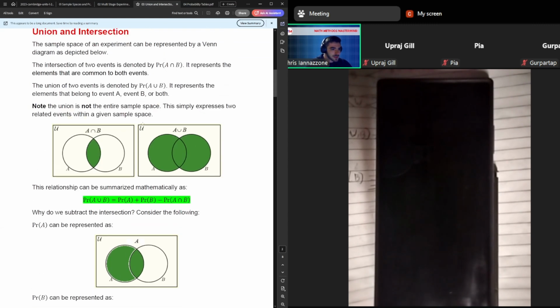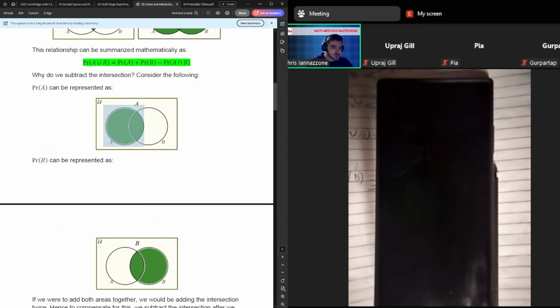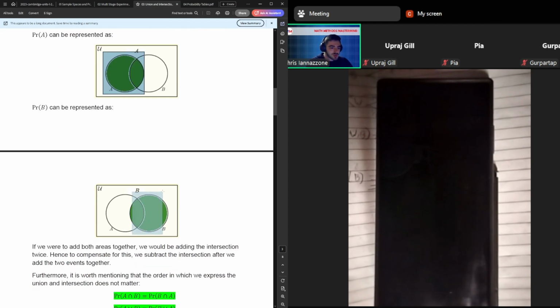Cool. As far as how to calculate a union, you can calculate the union by doing the probability of A plus the probability of B and then subtracting the intersection. The reason why we subtract the intersection is because when you add A and B, you actually double up on the intersection bit. So here's what probability of A looks like, here's what probability of B looks like. If you were to add these two areas together, you would double up on that intersection. So we have to take away one copy of that intersection, otherwise we would have too many of them.